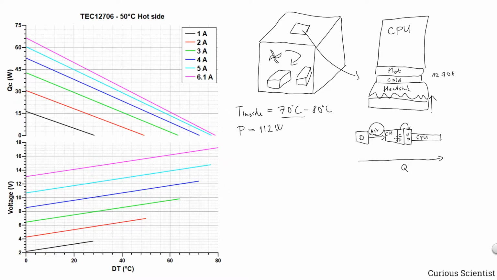So basically we just simplified this part into one block in order to make it easier for us to think about this thing. What we know is the inside temperature, let's say, 70 degrees. We know that the power taken by these units, total power, is 112 watts. We also know that the ambient temperature, outside the box, can be 33 degrees Celsius. And basically that's all we know.